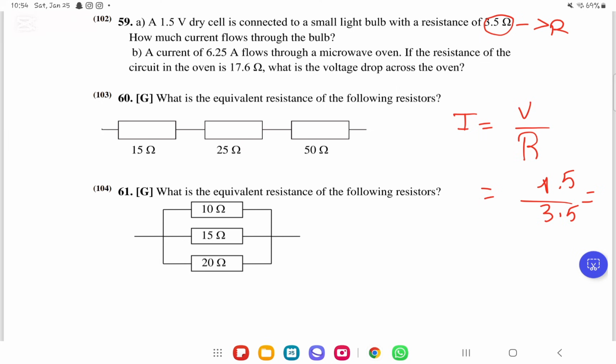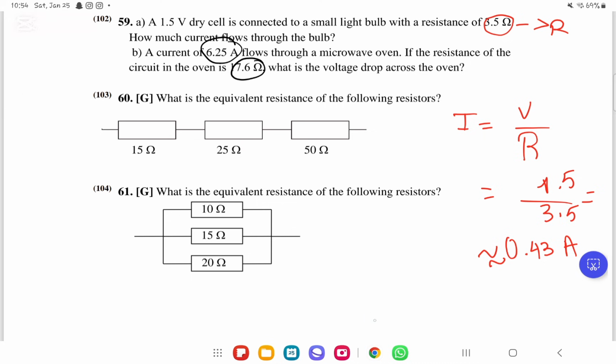It will give us an answer of approximately 0.43. This is our current. Then they told us a current of 6.25 amperes flows through a microwave oven. If the resistance of the circuit is 17.6, what is the voltage across the oven?